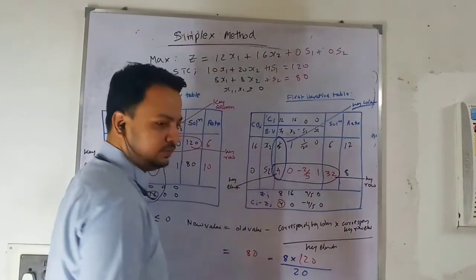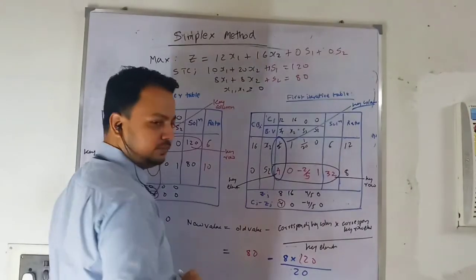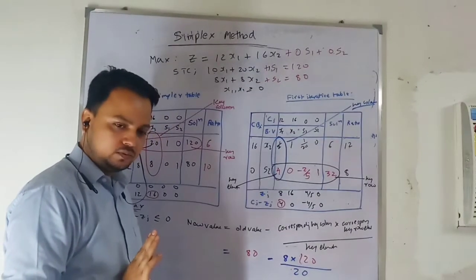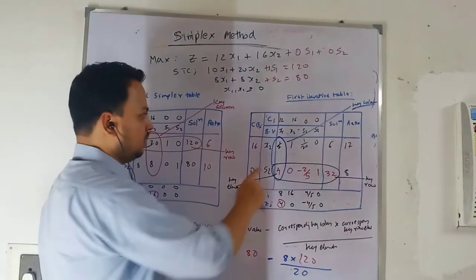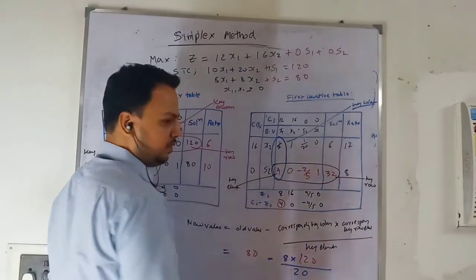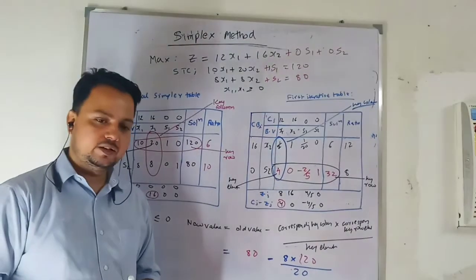This is a common element. So my entering variable will be x2 because the value here is high, and my leaving variable will be s2. Okay. So we have to consider the second iterative table.